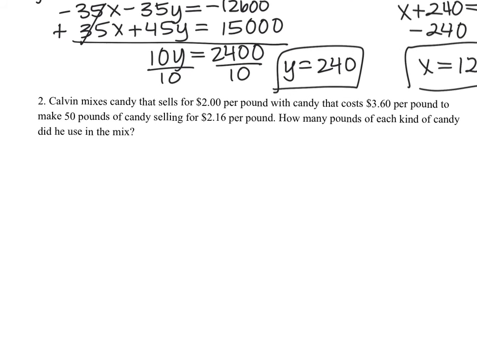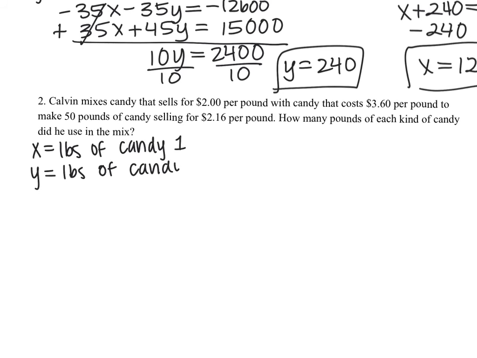So our second example says Calvin mixes candy that sells for $2 per pound with candy that costs $3.60 per pound to make 50 pounds of a candy selling for $2.16 per pound. How many pounds of each kind of candy did he use in the mix? So remember, we start off by defining our variables. So we're mixing two types of candy. So x is going to be pounds of candy 1, and y is going to be pounds of candy 2.